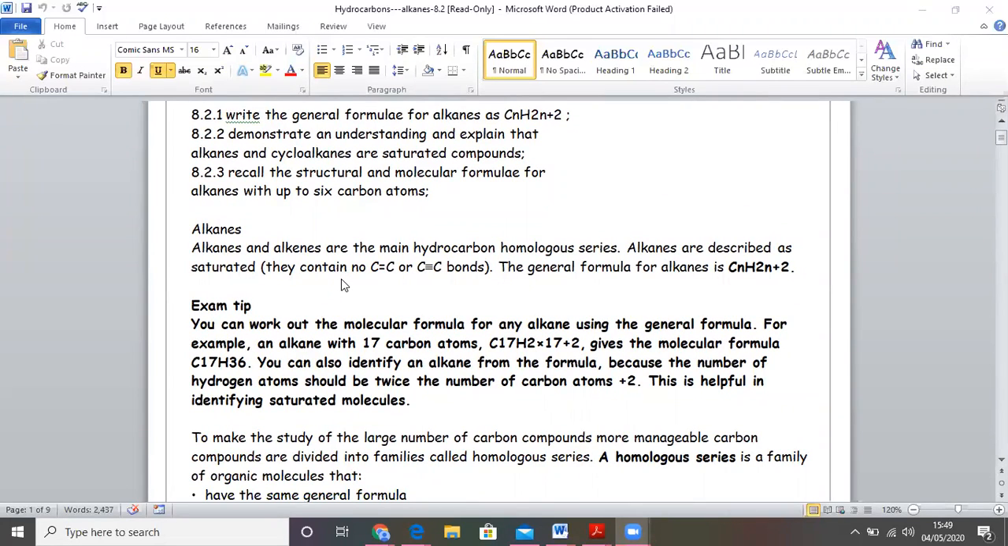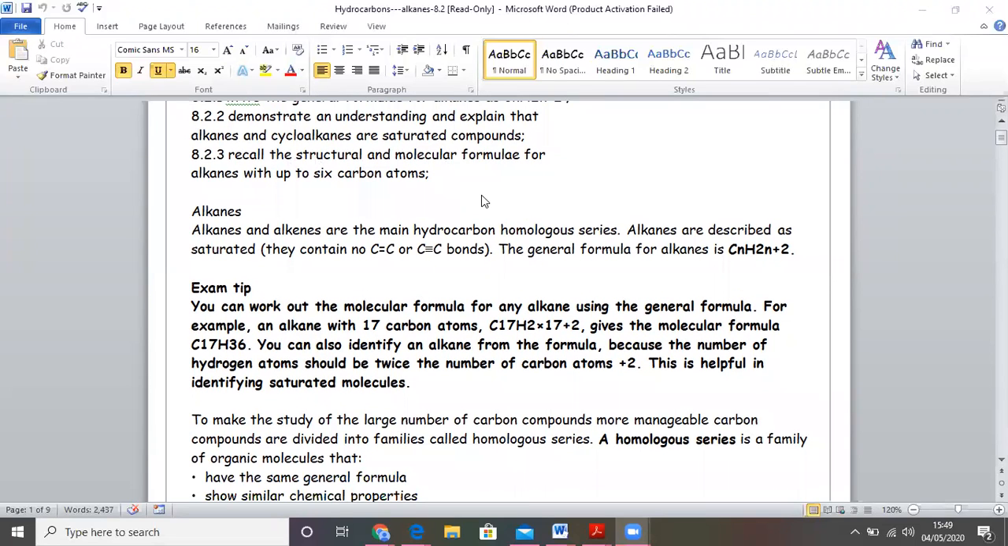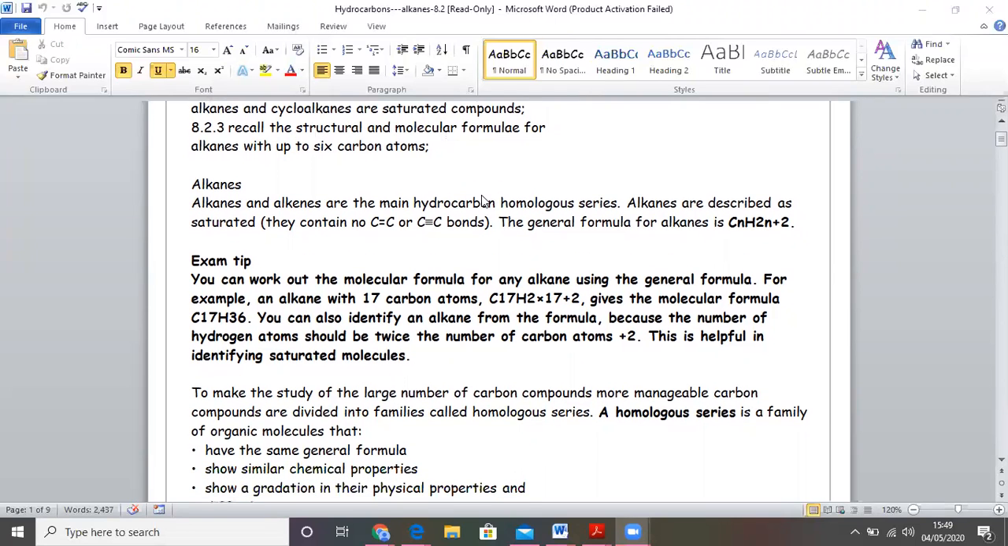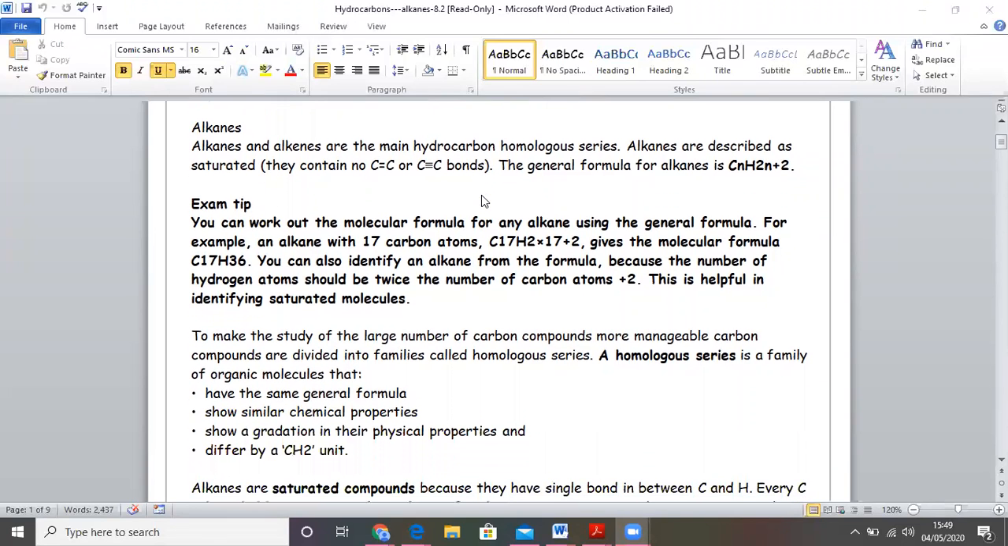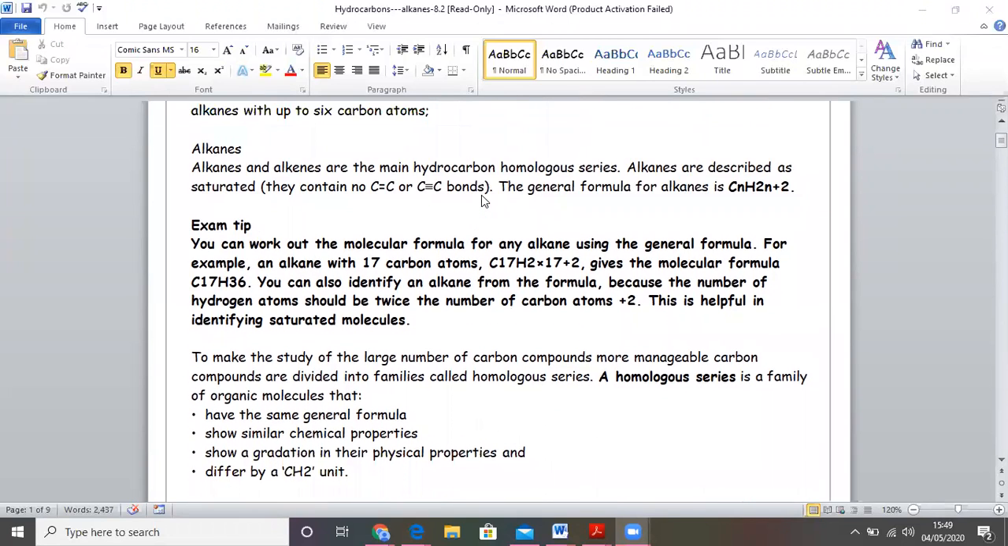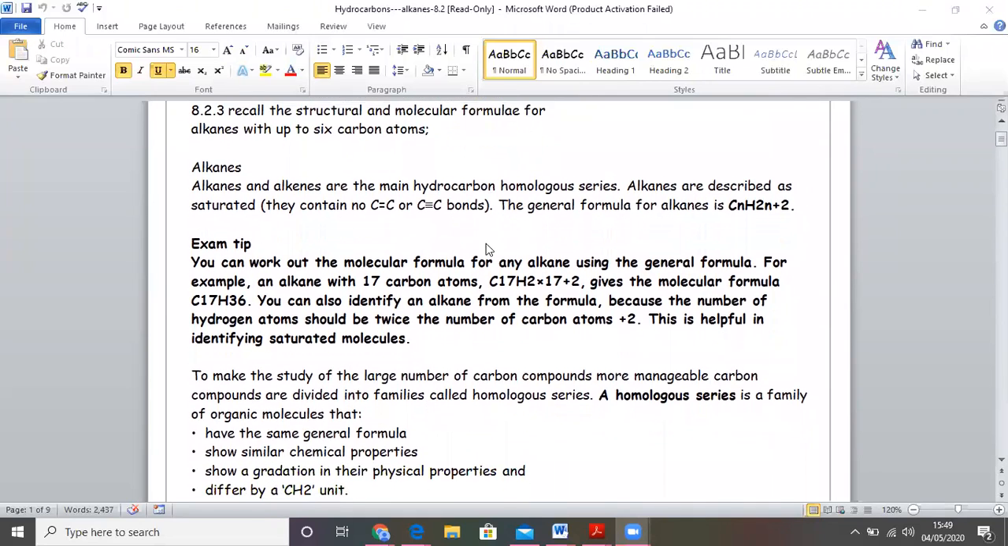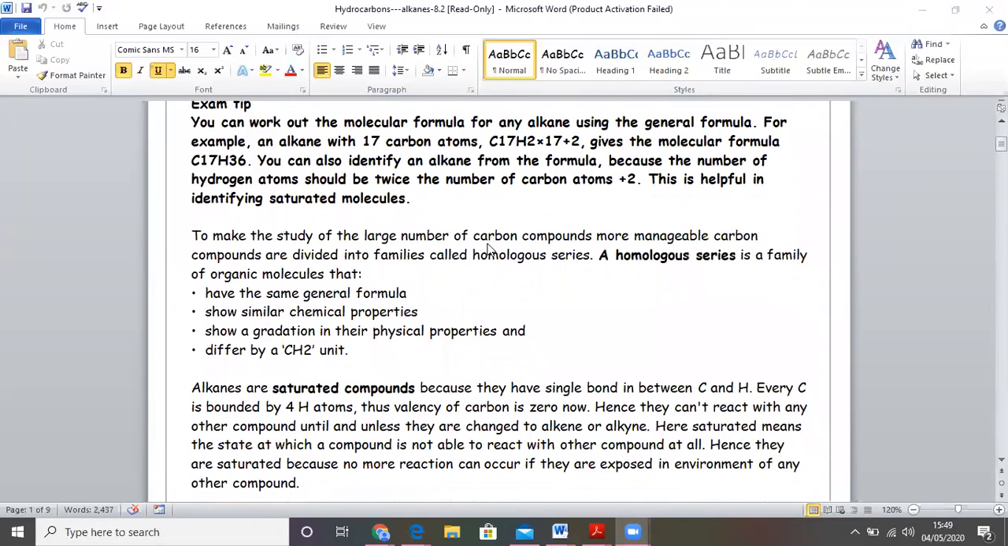Recall the structural and molecular formula for alkanes with up to 6 carbons. You should be able to draw any alkane with 6 or fewer carbons. Once you know how to draw them, you can draw any number really. So read through that on your own and let me know if there's any issue with anything there.